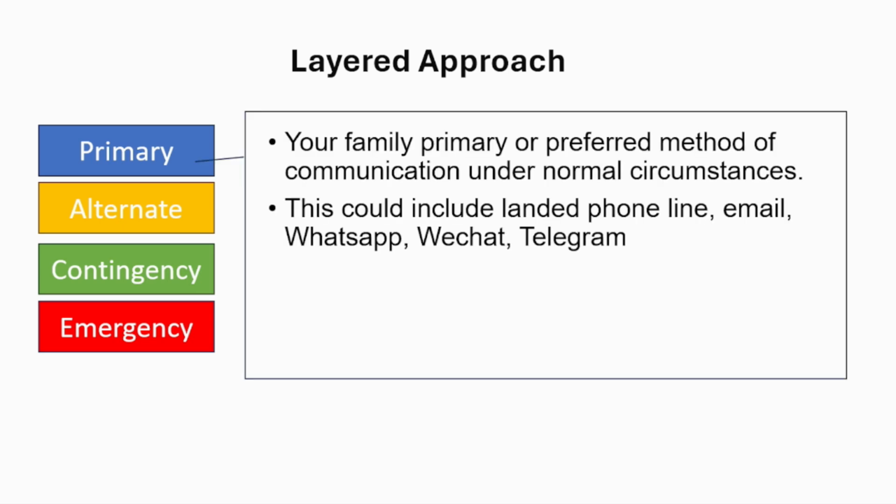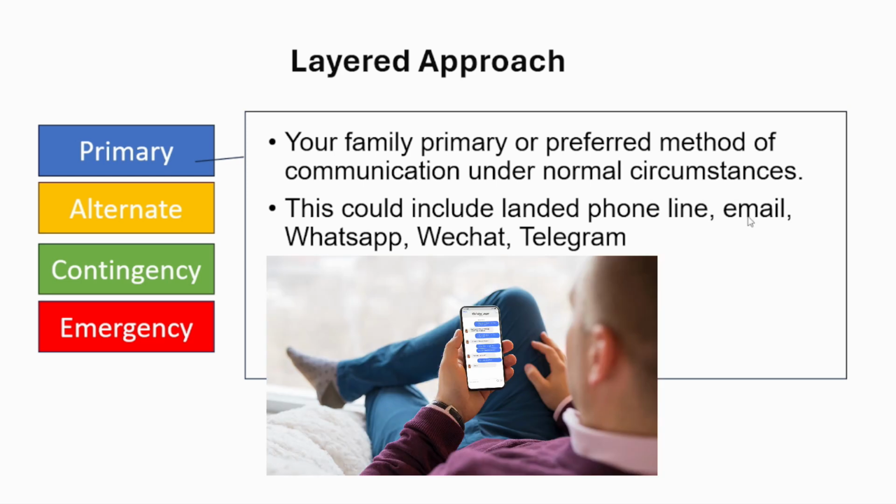Your first layer is also called the primary mode, a primary communication mode. This is your family's primary or preferred method of communication under normal, peaceful circumstances. You need to identify what those are and be prepared at the same time. This could include landlines, emails, and most commonly for families, you will WhatsApp each other or use instant messaging like WeChat or Telegram, depending on your family's preferred messaging platform.